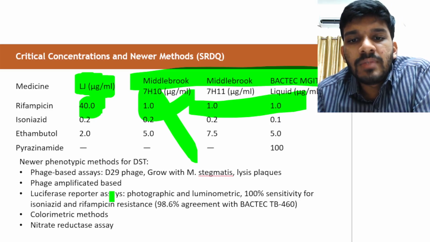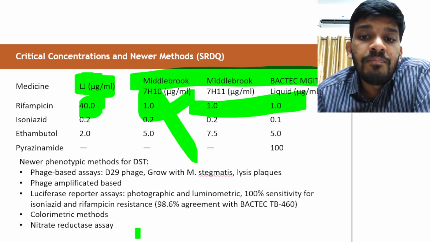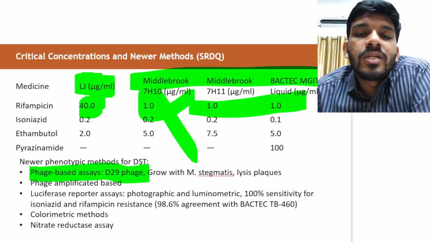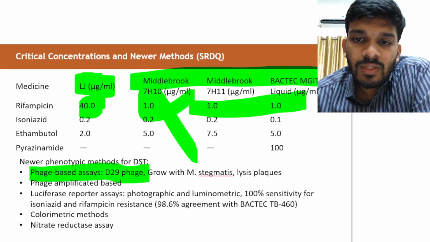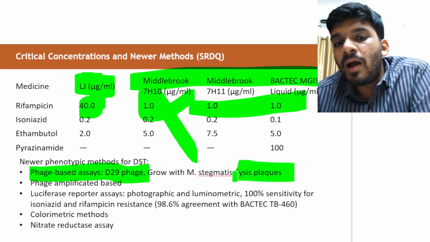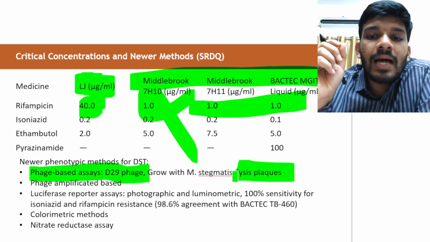And there are new phenotypic methods for drug susceptibility testing, in which one important concept that is coming up is phage based assays, where you are using the D29 phage for drug susceptibility testing, right? So you grow the organism with M. smegmatis, which is a rapid grower, and you look for lysis plaques. So phage based assays, just remember this word if it comes up in your examination.